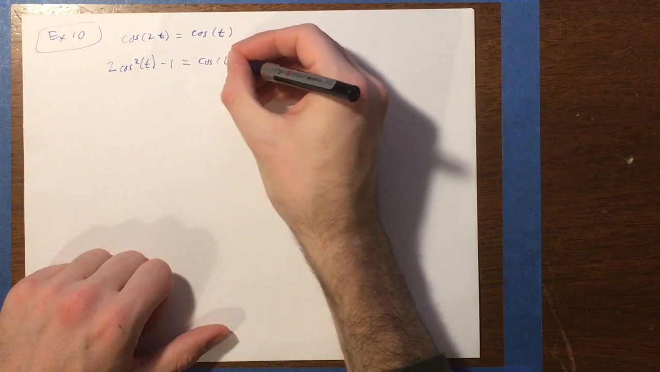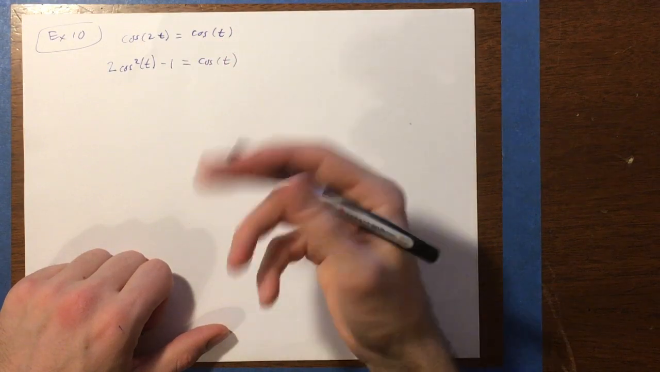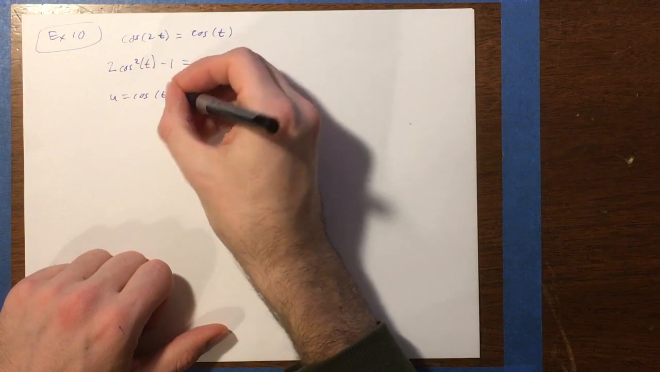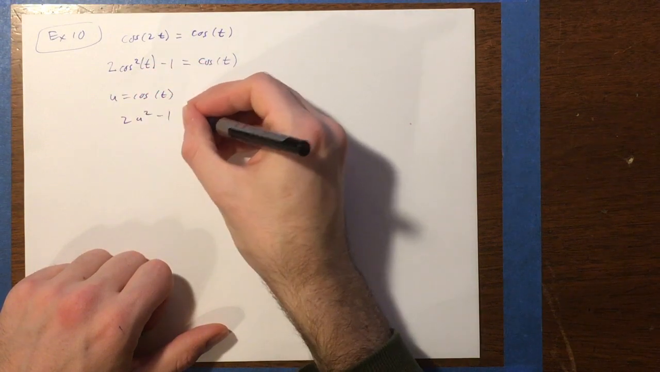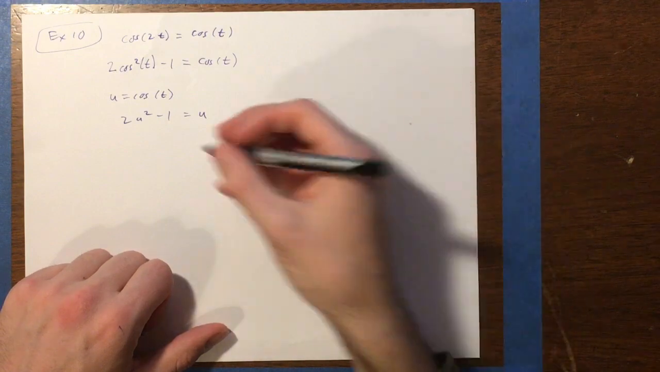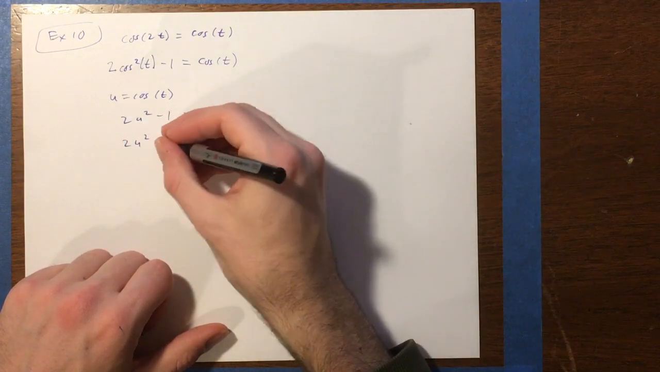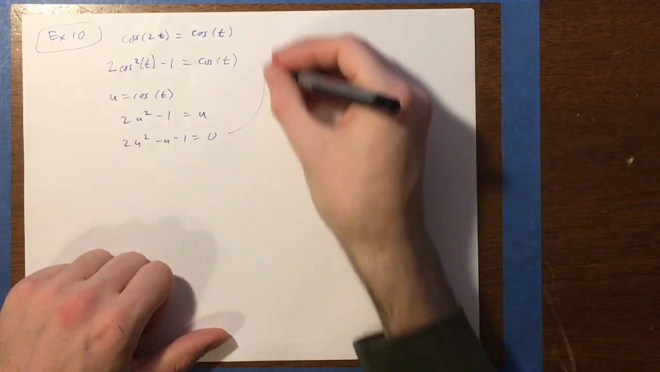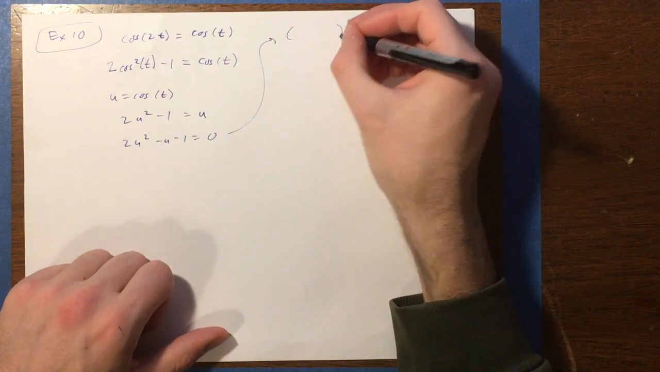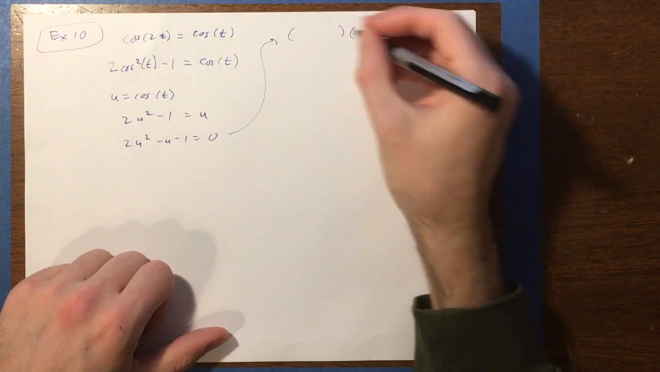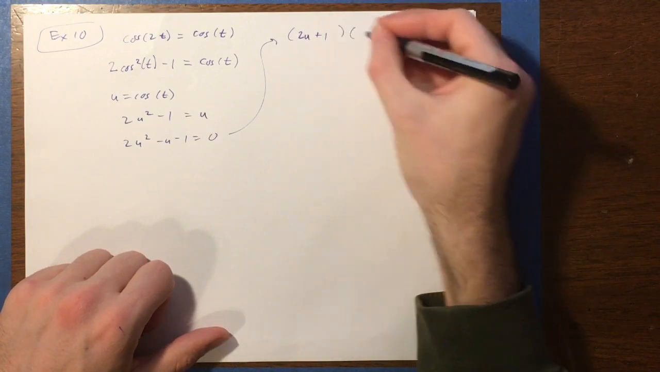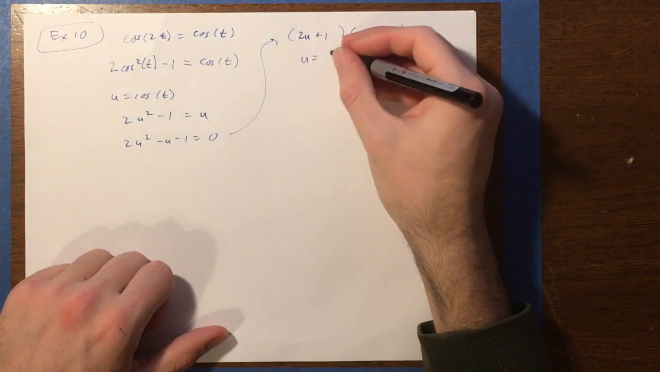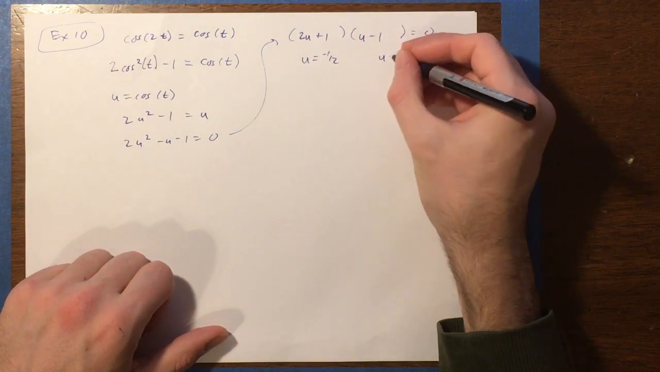So we make that substitution here. And now we can perform a u substitution like we did in the last problem, with u equals cosine. So we get 2u squared minus 1 equals u. And then we can just subtract the u from both sides: 2u squared minus u minus 1 equals 0. Let's factor that. We're going to have 2u plus 1 and u minus 1. Okay, so two solutions for u: u is negative 1/2, and u is 1.